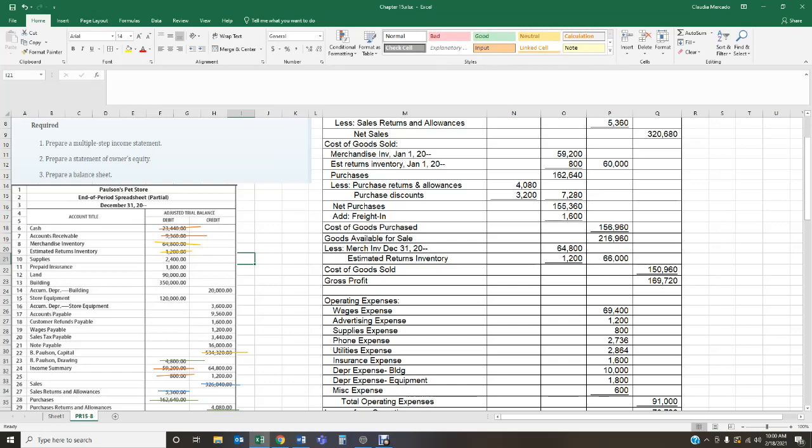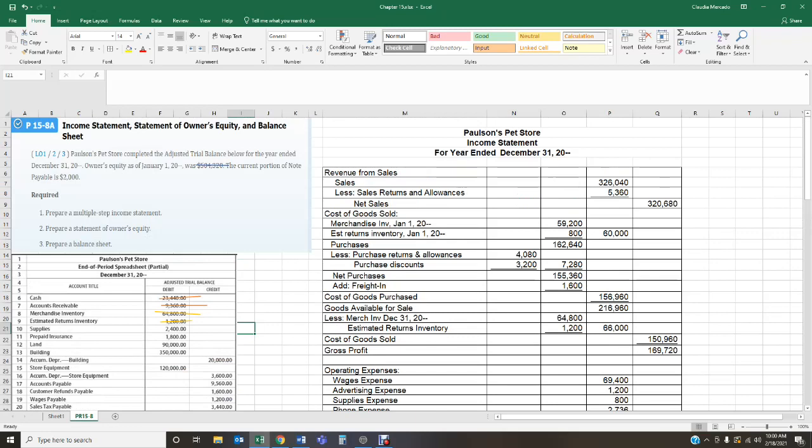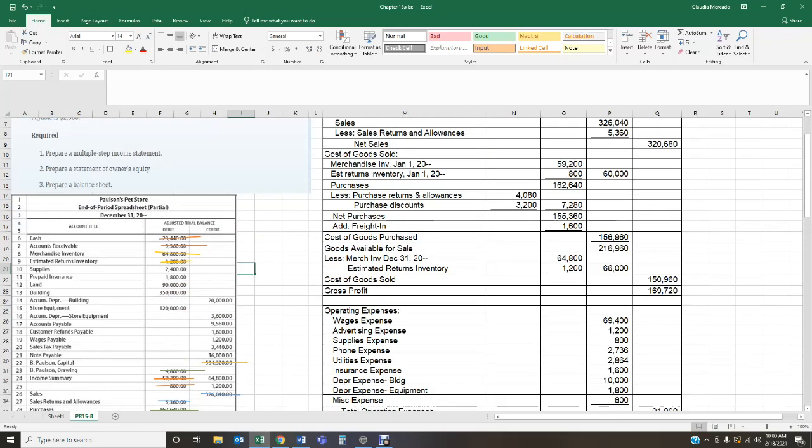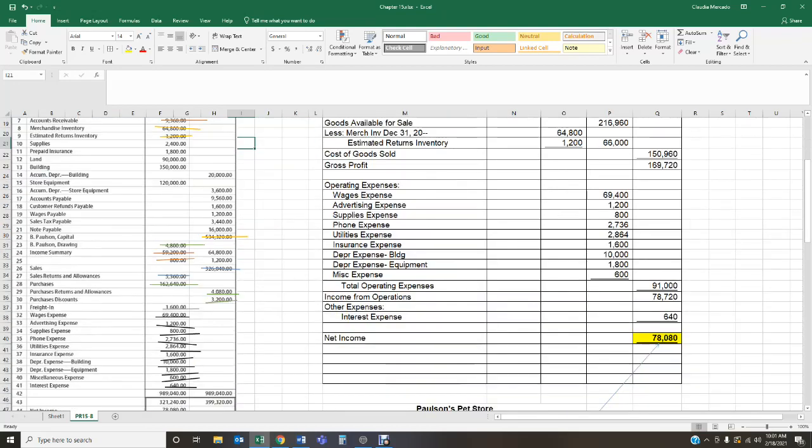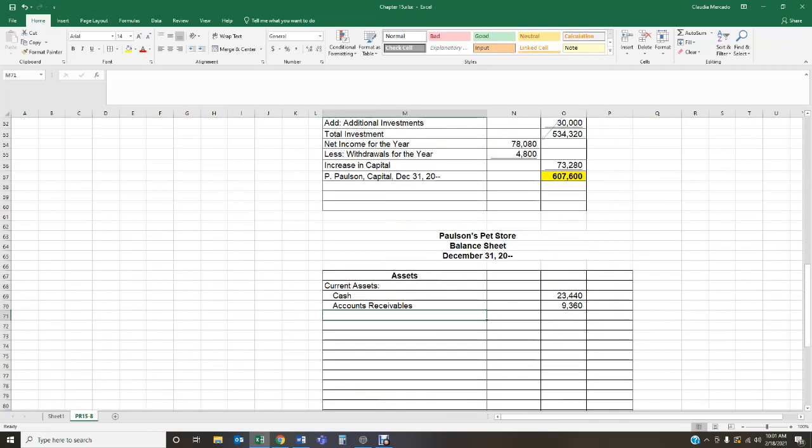Another thing that we have to incorporate: I know we incorporated our merchandise inventory into our income statement, but what we did there is incorporate it to calculate our cost of goods sold. Now, our merchandise inventory is something that we own. It belongs to us. It's sitting in our warehouse. So it is an asset, and it also needs to be included in your balance sheet. So we're going to add merchandise inventory, and my merchandise inventory is 64,800.